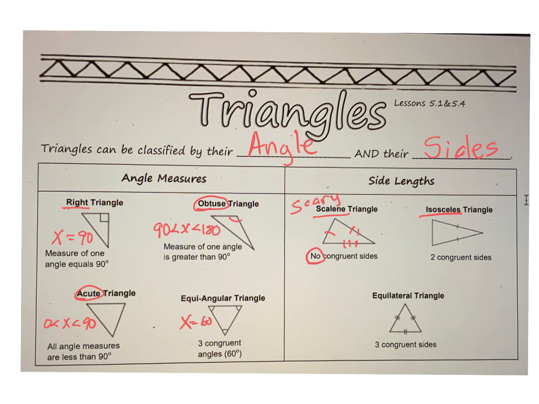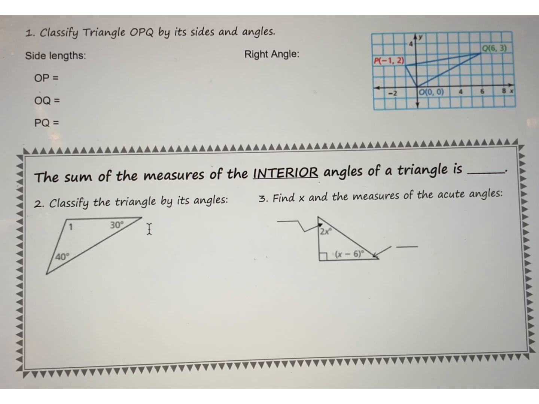Isosceles, you think about your eyes. So that will be two sides that are the same. So these two sides are the same. Equilateral triangle means equal. So then you have three that are the same. So all of the sides are the same.